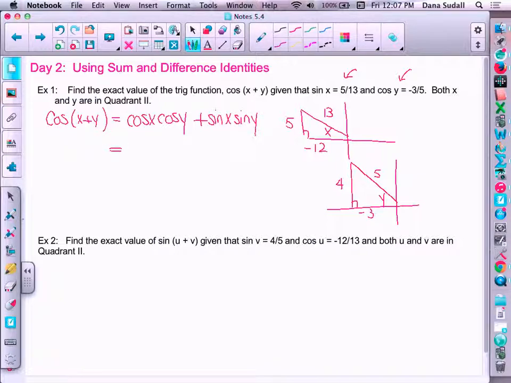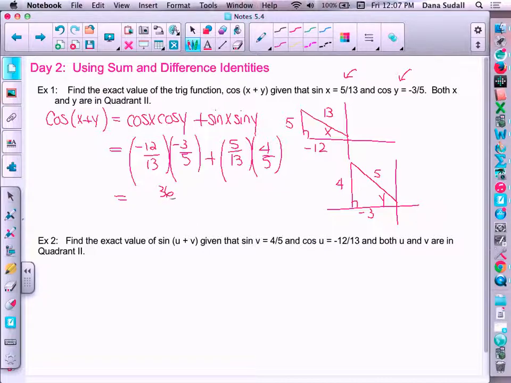And then using those two triangles, I'll just fill in those ratios. So cosine for angle x is negative 12 over 13. Cosine for angle y is negative 3 over 5. The sine for angle x is 5 over 13. And the sine for angle y is 4 over 5. And then multiply your numerators together, your denominators together. Don't reduce anything till you're at the very end, or you'll have to undo what you've just done. So let's see, we have 56 over 65.